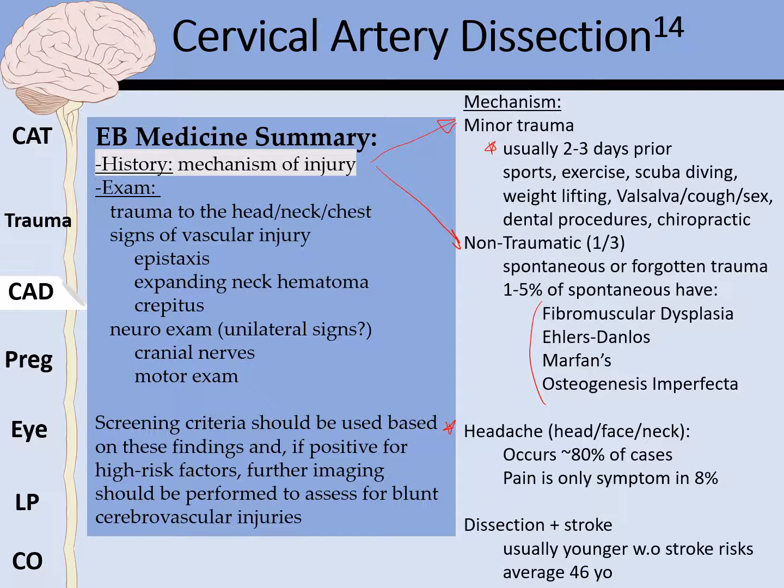However, this is a diagnosis that you want to catch before it leads to a stroke. Additionally, this typically occurs in younger patients, average 46 years old, and hence a stroke in patients without stroke history should make you think of dissection. These features can be used for screening purposes, but nothing but imaging can really rule out dissection.